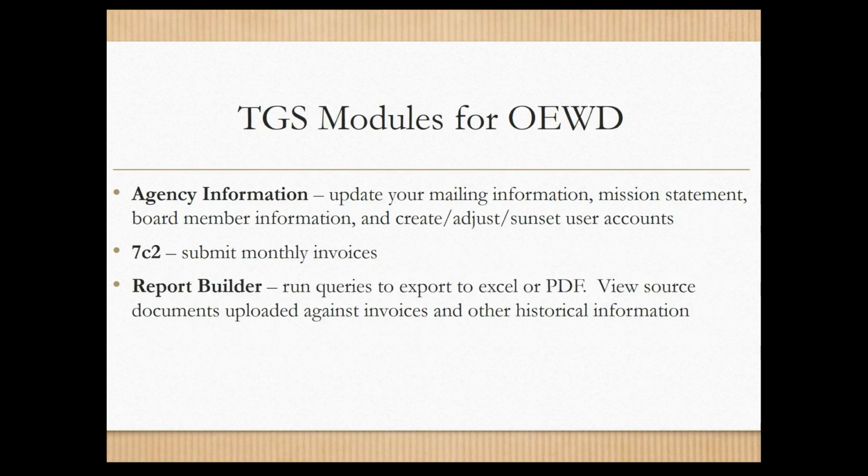There are many modules within TGS, which you will see demonstrated in a moment. The three main ones that you will be using are agency information. This is where you will enter and update your mailing information, mission statement, board member information, and also create, adjust, and sunset user accounts. 7C Squared, where you'll submit your monthly invoices and also where you can go back and view the historical invoices. And Report Builder, where you can run queries to export to Excel or PDF. You can also view source documents that have been uploaded against invoices and other historical information.